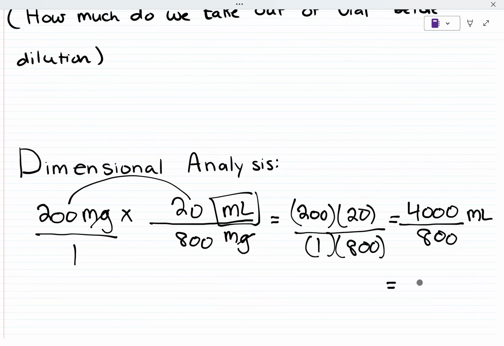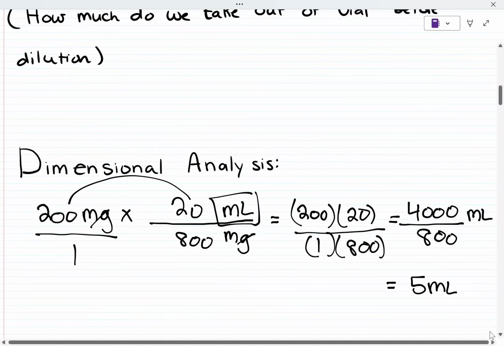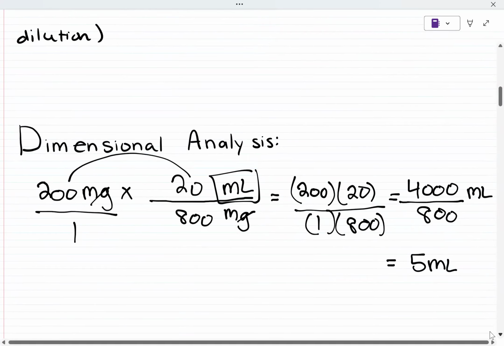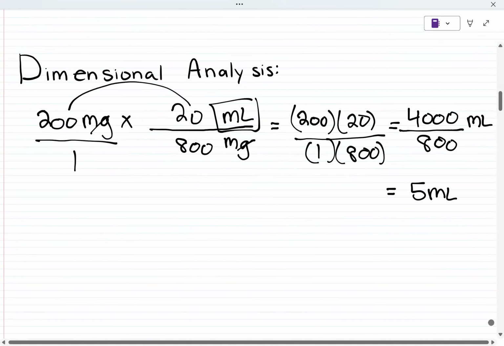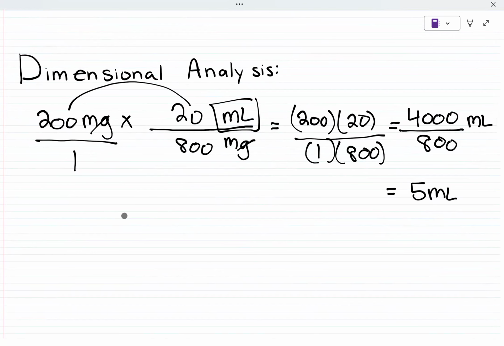And we get 5 milliliters. What that 5 milliliters really means is what you're going to take out of the vial before the dilution.